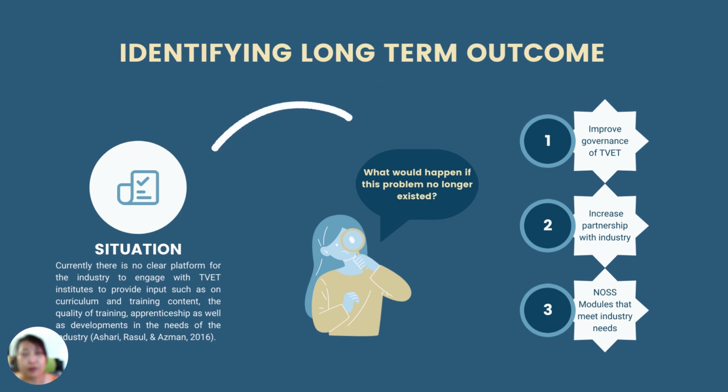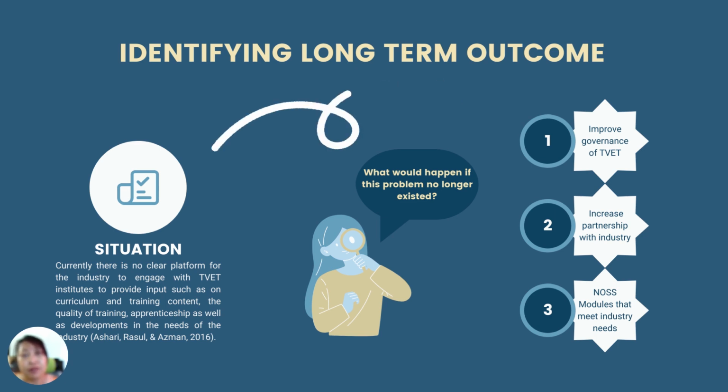So now that we have the definition of the situation, we want to ask the question: what would happen if this problem no longer existed? This is the long-term outcome of the program, or the ultimate impact the program wants to have on the macro level.